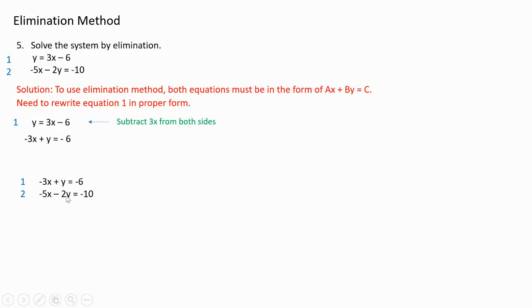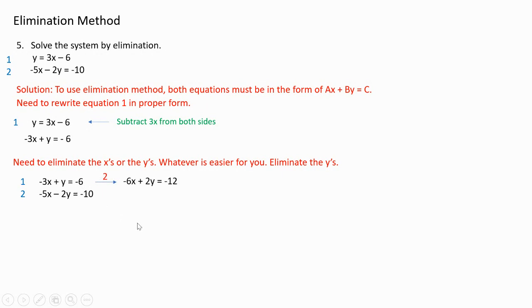So again, I will get rid of the y's because I just need to multiply equation 1 by 2, because 2 minus 2 will give me a 0. But in math, you cannot just multiply 2 by a single term in an equation, right? You have to multiply 2 to both sides of the equation, which means I have to multiply 2 times every term. So if I multiply 2 times negative 3x, and 2 times y, and 2 times negative 6, this is my result. Now equation 2, we just bring it down how it is.